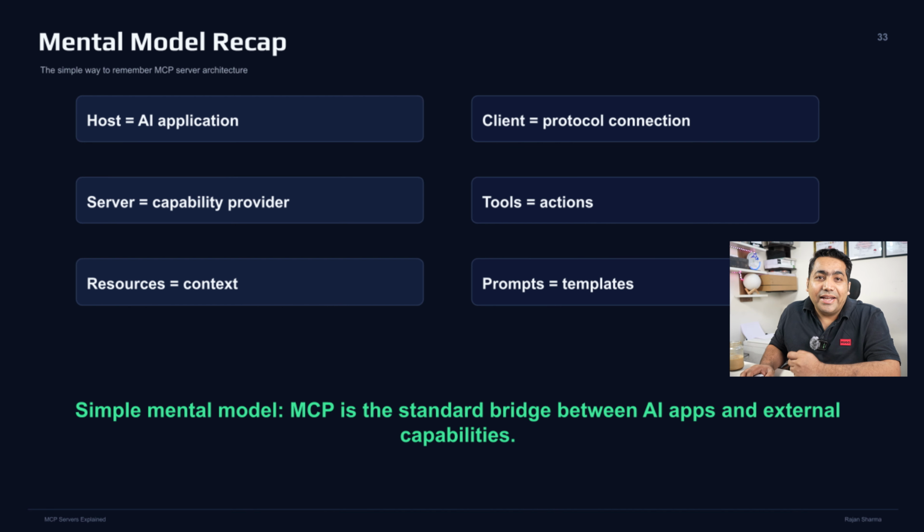So now let's recap with a mental model. Host equals AI application, client equals protocol connection, server equals capability provider, tools are actions, and resources are context. Prompts are templates, and this is the simplest way to remember MCP. MCP is the standard bridge between AI applications and external systems.